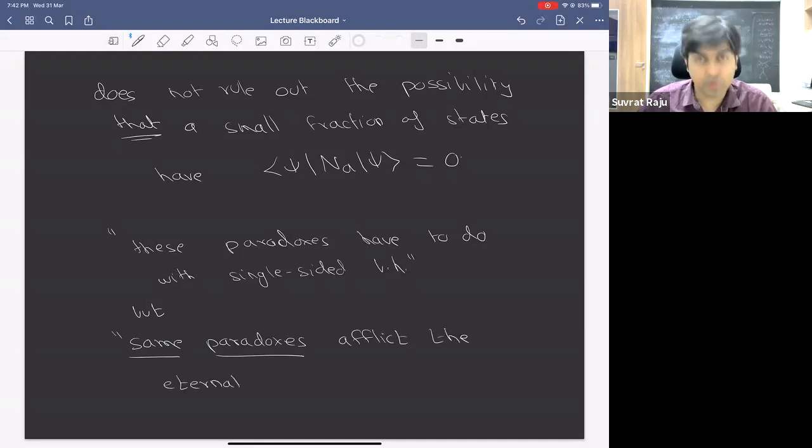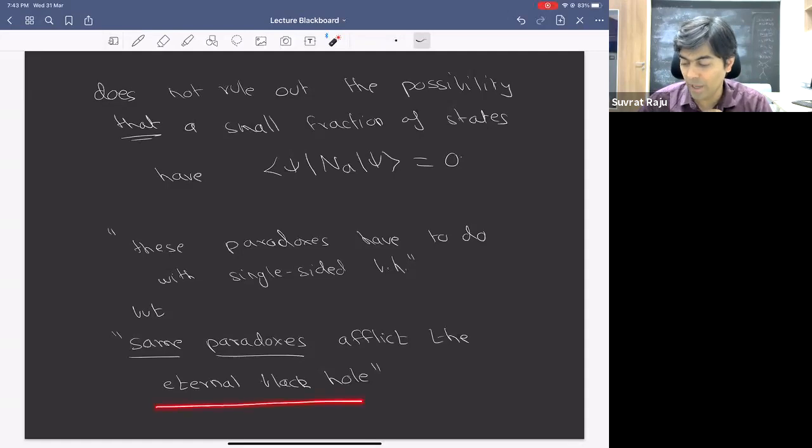So, as I said, we'll discuss some resolutions to these paradoxes. But if it is true that single-sided black holes have firewalls, then the same arguments would lead you to conclude that the eternal black hole already also has a firewall. There's a common opinion, at least in some sections, which says, look, we have these paradoxes for single-sided black holes, and let's not think about single-sided black holes. That's too complicated. Let's only think about the eternal black hole. But in fact, the same paradoxes continue for the eternal black hole.